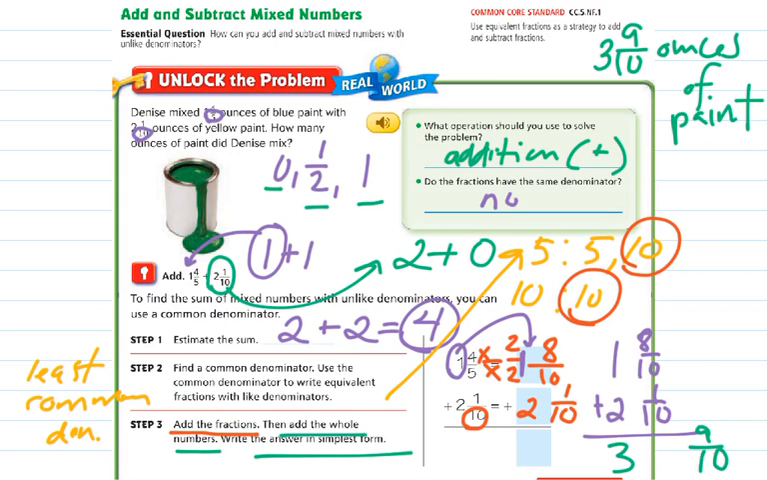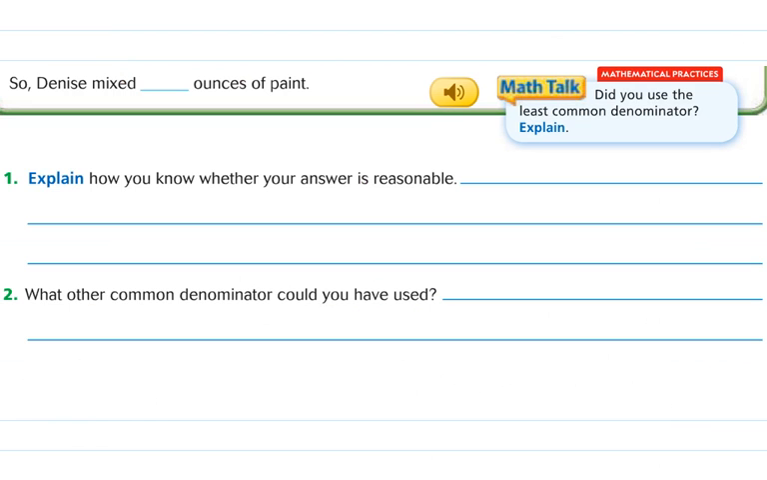So boys, keep in mind, we're doing exactly what we did yesterday. We added the fractions, but now with mixed numbers, we have to add the fractions first and then add the mixed numbers separately, which are the two whole numbers. So Denise mixed 3 9/10 ounces of paint.